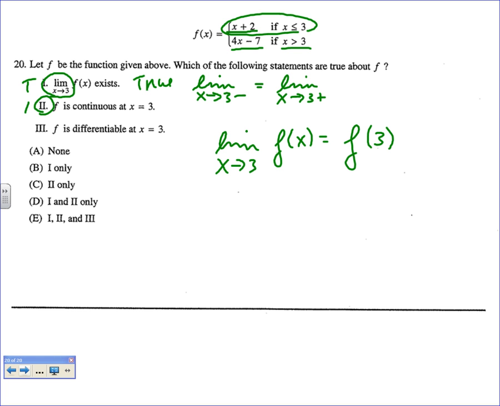1 is true, and 2 is true. Is it differentiable at 3? Well, no, because before 3, when x's are less than 3, the slope is 1. The slope is 1 in front of that linear expression. And then suddenly, abruptly at 3, the slope changes to 4. And so it creates this corner or cusp, and it's not differentiable at 3. So this one is false. So our choice is D, 1 and 2 only. That's it for this group.